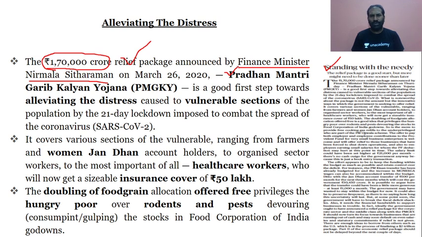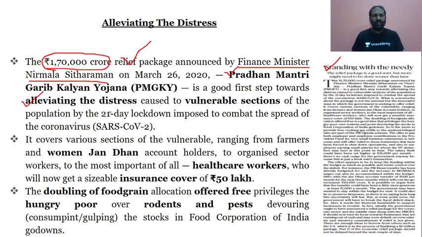Again, this is very important for you from the prelims point of view, because probably UPSC may not focus on how the system, how the measure, how the process has gone ahead, in which way the vulnerable sections were getting the money or the essential commodities, but it would directly focus on the Pradhan Mantri Garib Kalyan Yojana, and this is the first step to make sure of alleviating the distress.